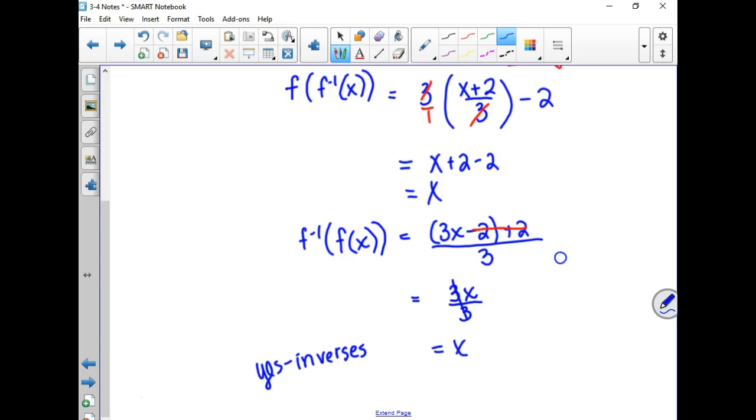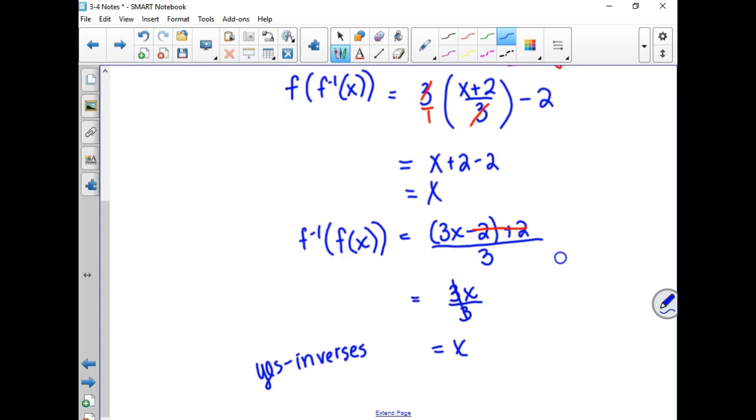Okay. If you get anything in the world besides x, then they are not inverses. If you get 2x, if you get 7x, if you get x plus 1, if you get x squared minus 4, if you get anything besides x whenever you do this, then the two functions are not inverses.